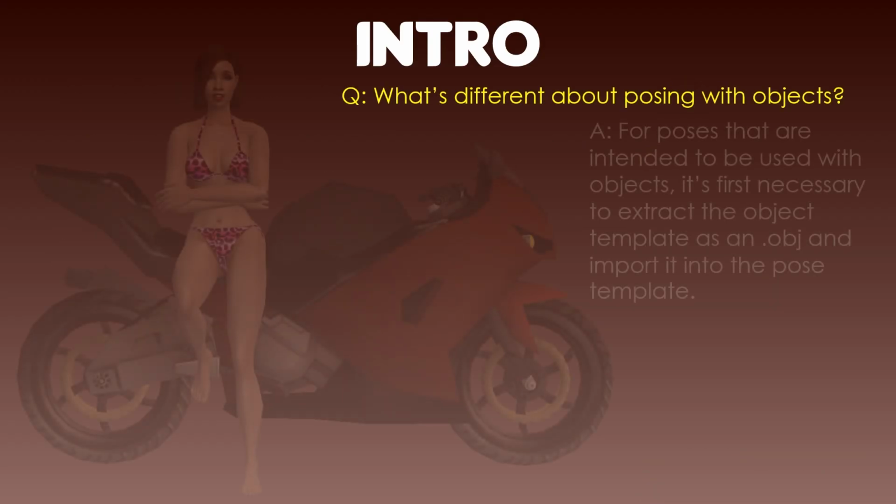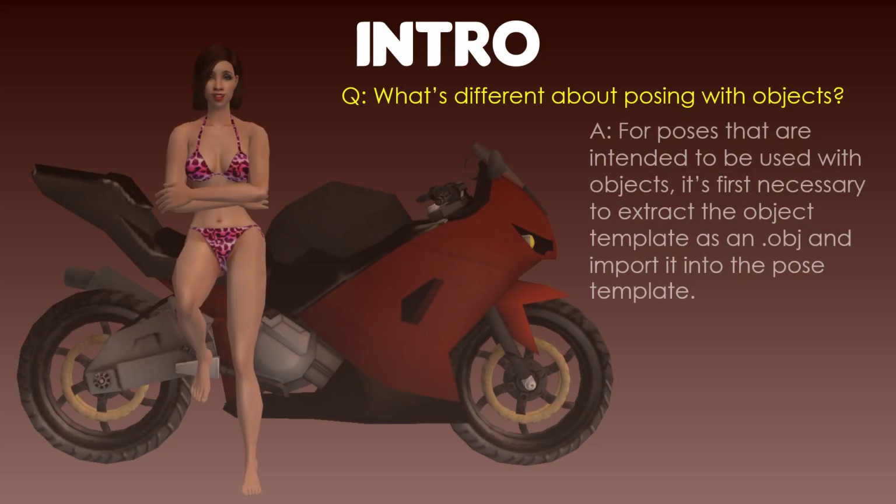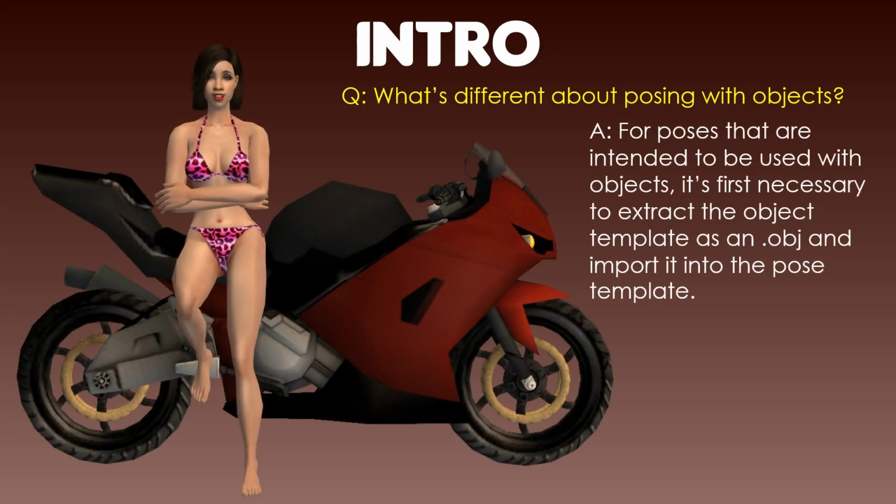What's different about posing with objects? For poses that are intended to be used with objects, it's first necessary to extract the object template as an OBJ and then import it into the pose template. So we're importing the object and we're building the pose around it. We'll look at that a bit later.